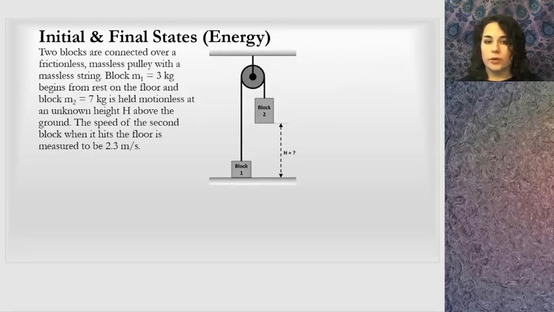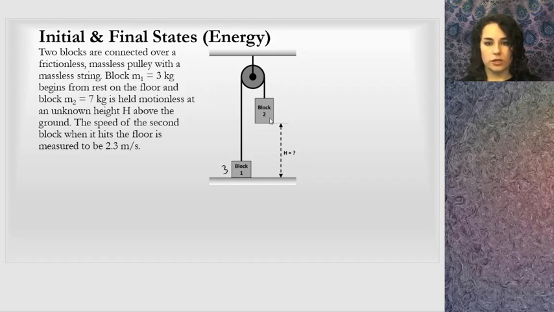Here's an interesting one. This is called an Atwood machine. And it's a pulley with a mass system to lift or move different blocks, masses in a gravitational field. So it says 2 blocks are connected over a frictionless, massless pulley. We'll see that those things are important when we get to torque. But for now, we're going to assume the simplest situation. The string is massless and doesn't contribute, etc. So we have 2 masses, a 3 and a 7.